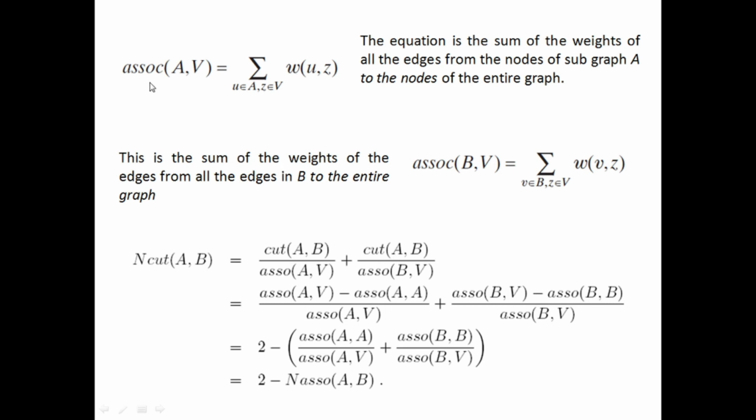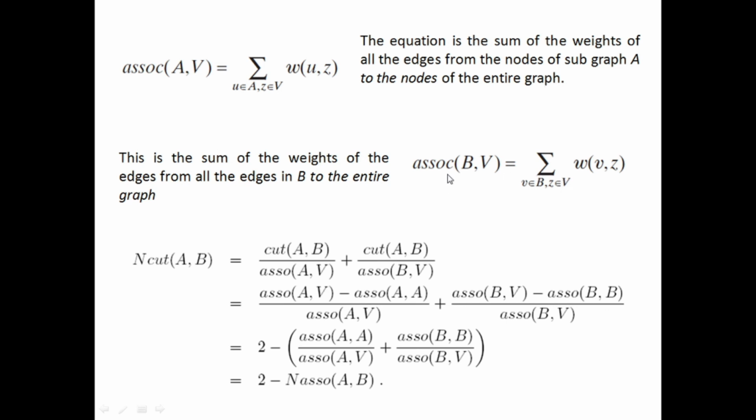So that means can I write association of A comma B equals sigma U belongs to A, Z belongs to B, weight of U comma Z. That means this weight is nothing but joining the node U which belongs to A with the node Z that is present in V. So the equation is the sum of weights of all the edges from the nodes of the subgraph A to the nodes of the entire graph.